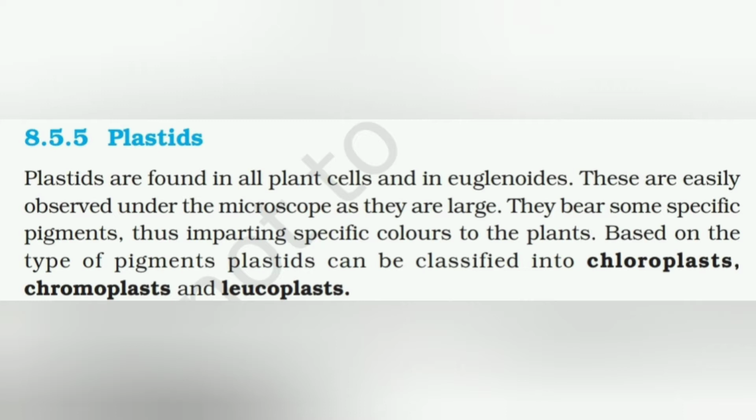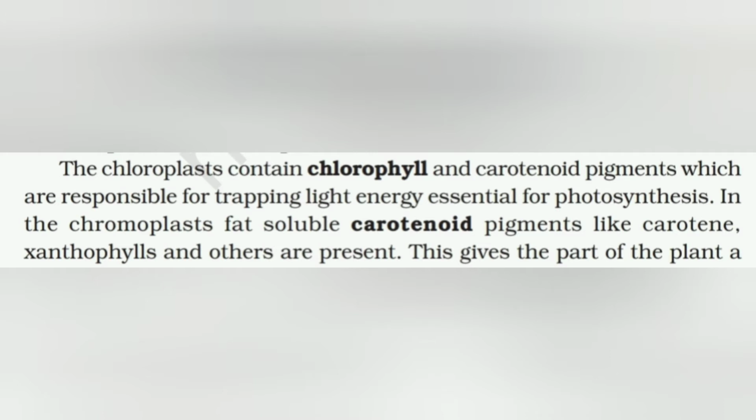They bear some specific pigments, thus imparting specific colors to the plants. Based on this type of pigments, plastids can be classified into chloroplast, chromoplast and leucoplast. Remember one more thing, that plastids are found in plants only. The chloroplasts contain chlorophyll and carotenoid pigments, which are responsible for trapping light energy essential for photosynthesis.